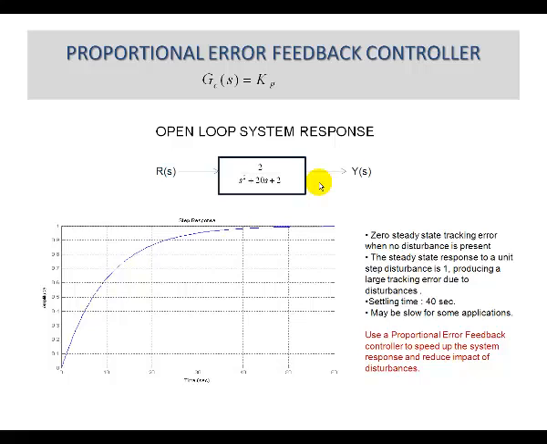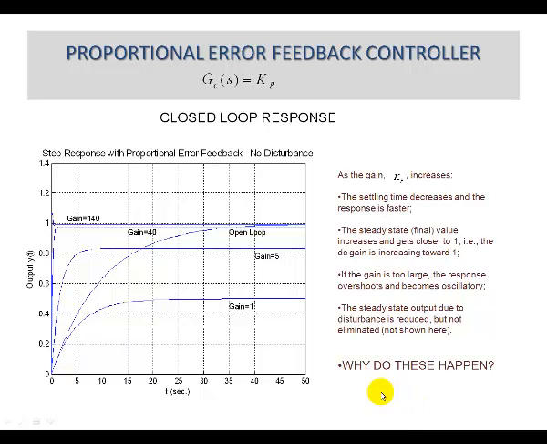So let's take a look and see if we can use a proportional error controller to speed up the system and maybe reduce the impact of disturbances. Now let's look at the closed loop response. We're showing the open loop response here again for comparison with the closed loop response.